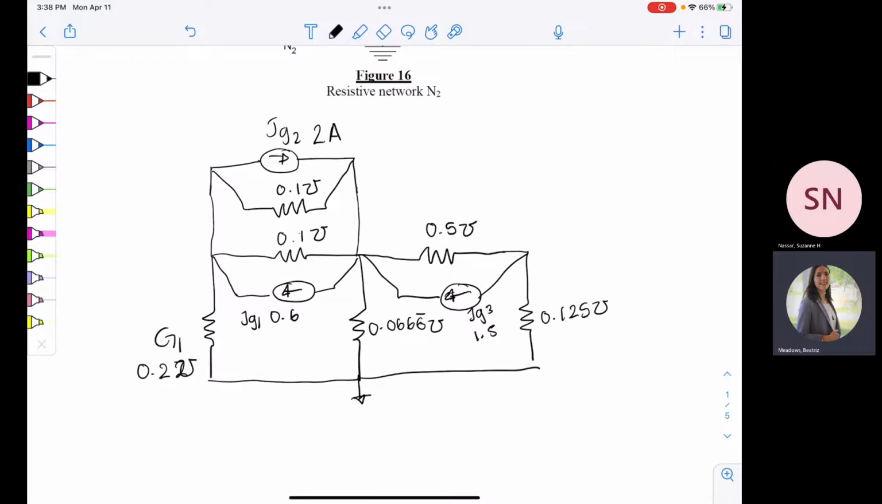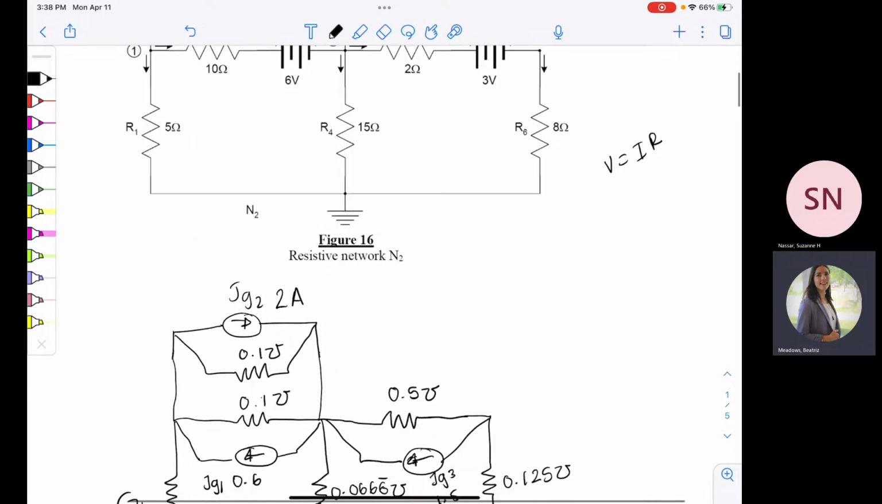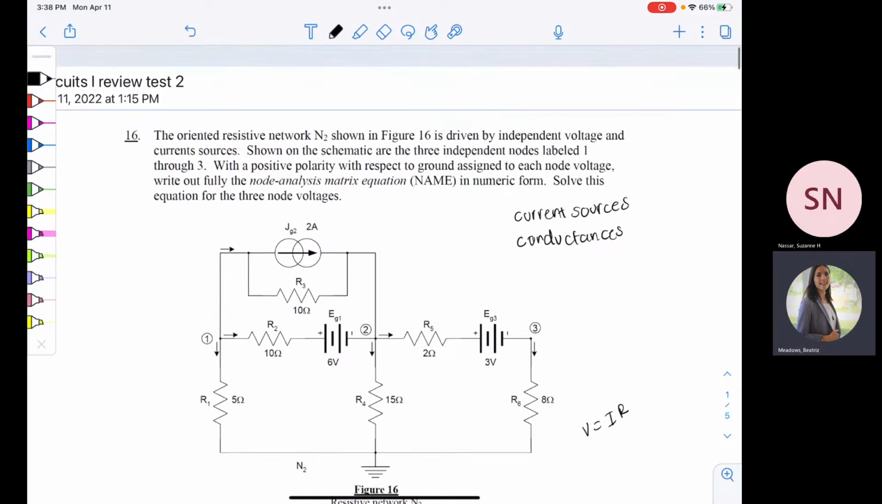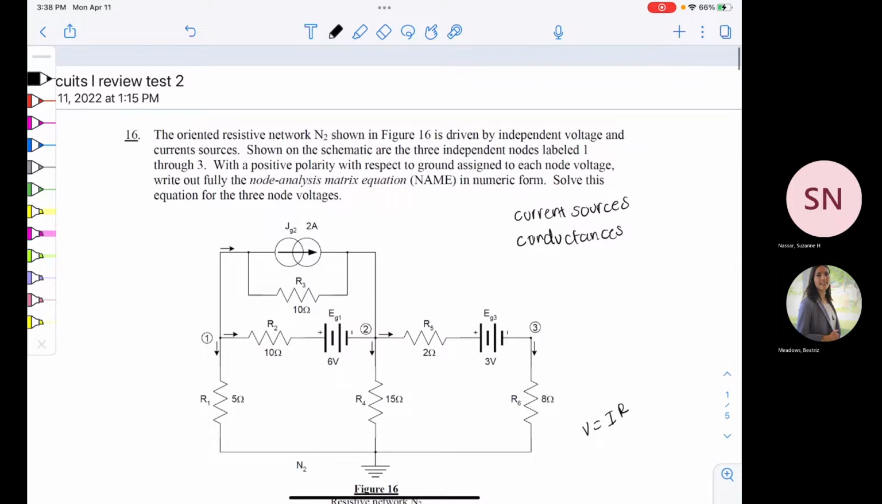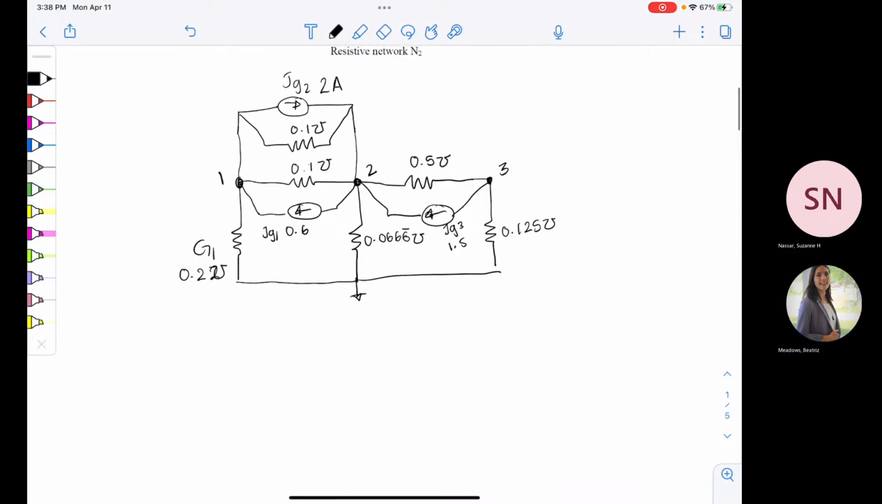And conductances. Okay, so let's go ahead and label these 1, 2, and then 3. And what's the problem? Yeah, just find the equation for the node voltages. So we're trying to find the node voltages.